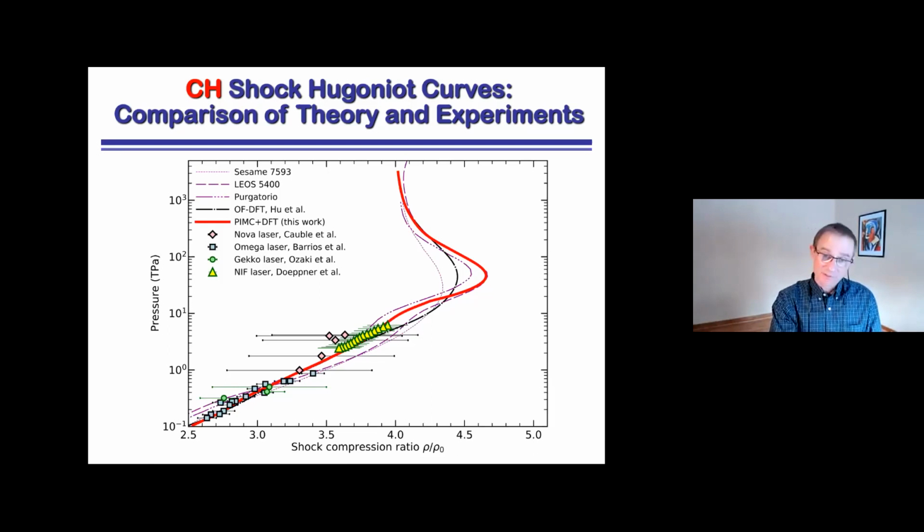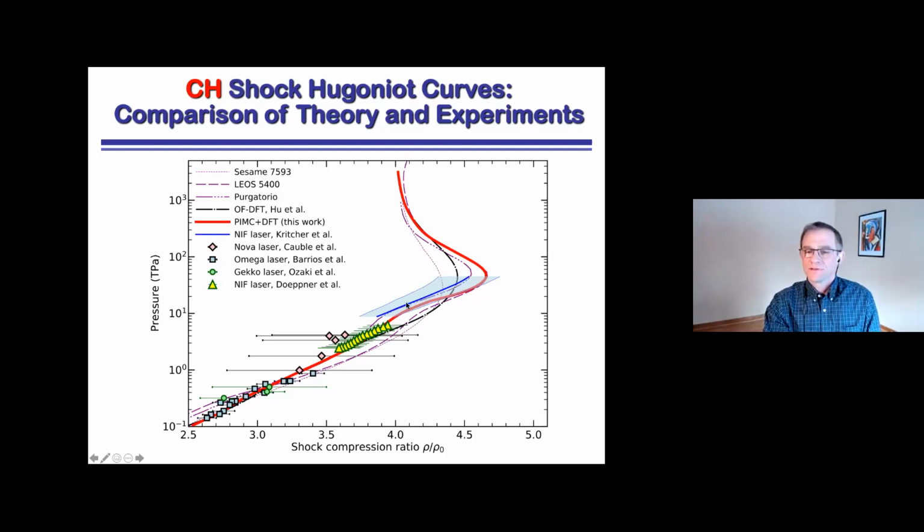The second experiment was just published in Nature late last year. That was by Annie Kritcher. They reached the gigabar regime. Gigabar is up here, they're very close to it, and these are their findings. So the agreement is not quite as good. We are within the 1 sigma error bars, but there's a little bit of an offset between theory and experiment.